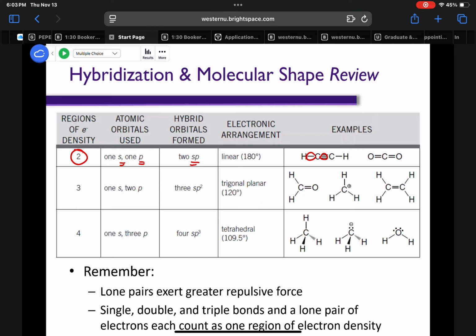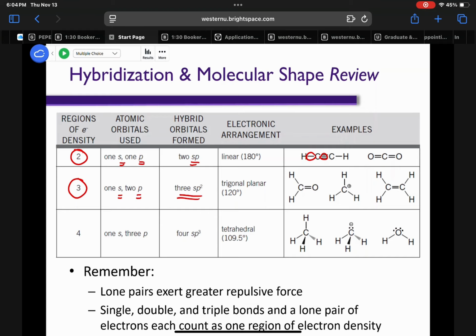And we learned this when we talked about valence bond theory and VSEPR. When we go to 3 regions of electron density, that means we put in 3 atomic orbitals, getting out 3 sp2 hybridized orbitals.